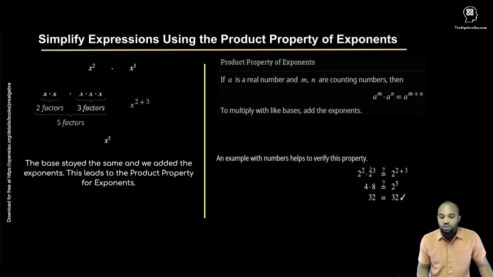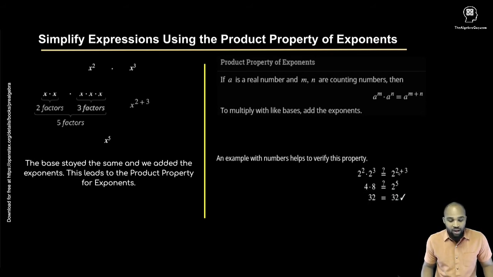Here's another example. 2 squared times 2 cubed is the same thing as 4 times 8, which is 32. Or you could have just added the exponents here. 2 plus 3 is 5. 2 to the 5 is 32. So notice they're giving you the exact same answer.